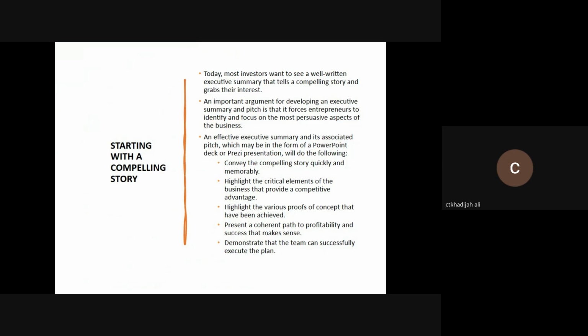An effective executive summary and its associated pitch, which may be in the form of a PowerPoint deck or presentation, will do the following. First, convey the compelling story quickly and memorably. Highlight the critical elements that provide a competitive advantage, and highlight the various proof of concept that have been achieved. Present a coherent path to profitability and success. Demonstrate that the team can successfully execute the plan.